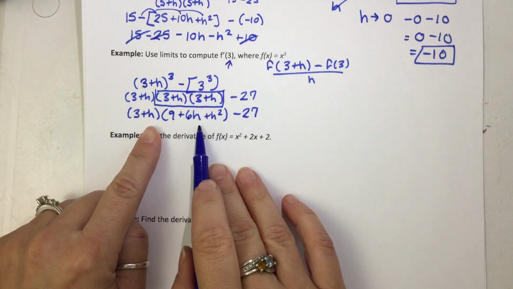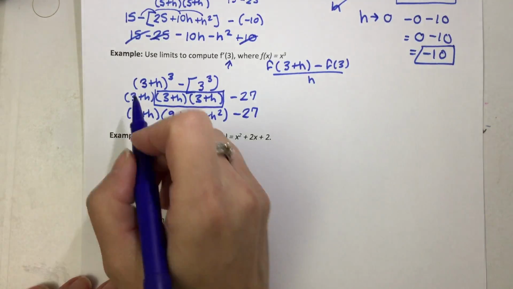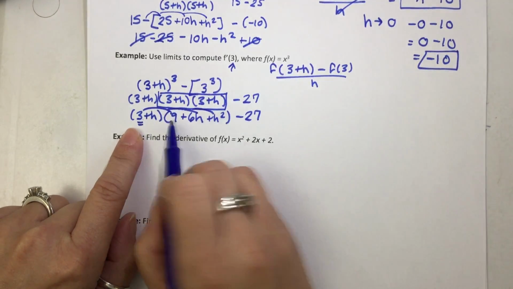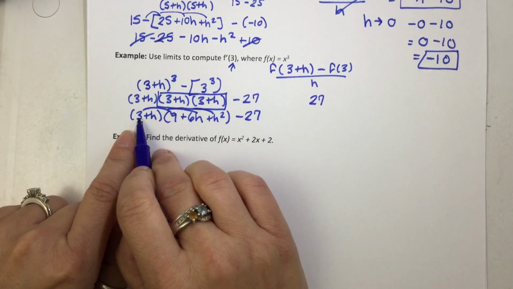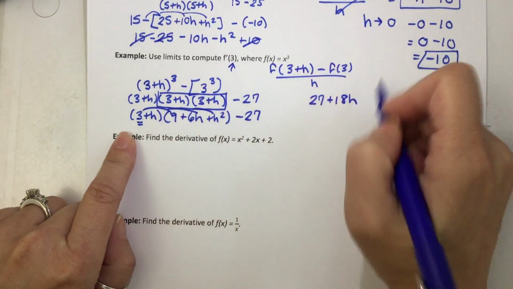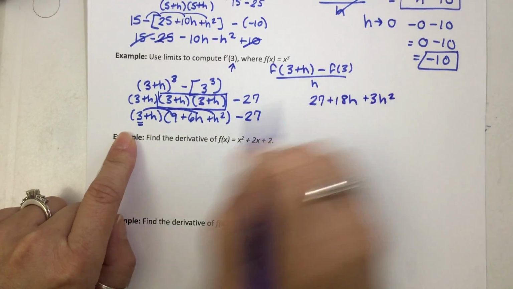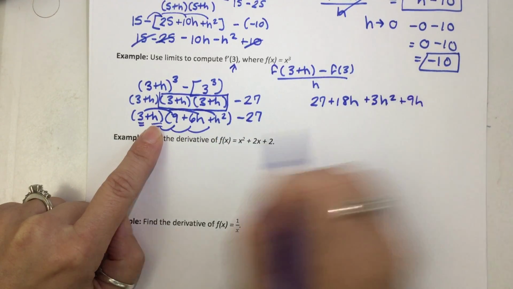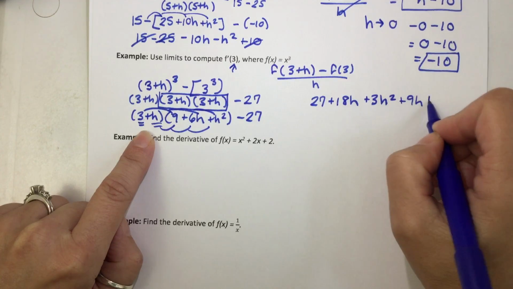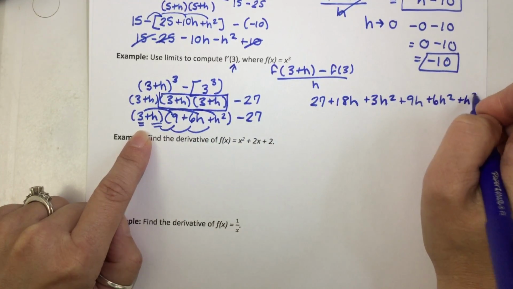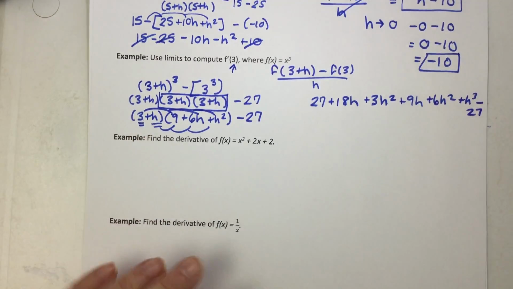Now I cannot FOIL these because this is 2 terms by 3 terms. So step 1, I need to distribute the 3. 3 times 9 is 27. 3 times 6h is 18h. 3 times h squared is 3h squared. Now I distribute an h. h times 9 is 9h. h times 6h is 6h squared. h times h squared is h cubed, minus, I still have my 27.